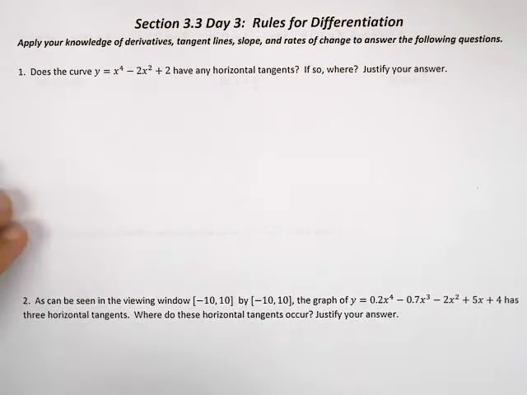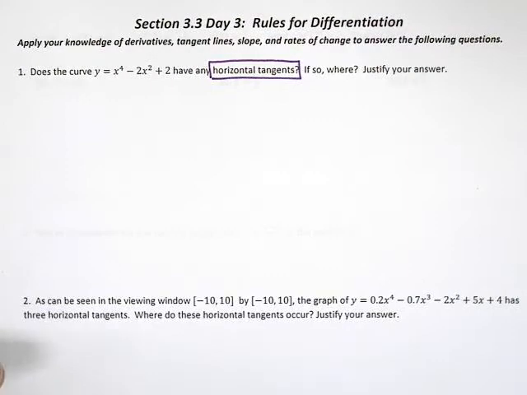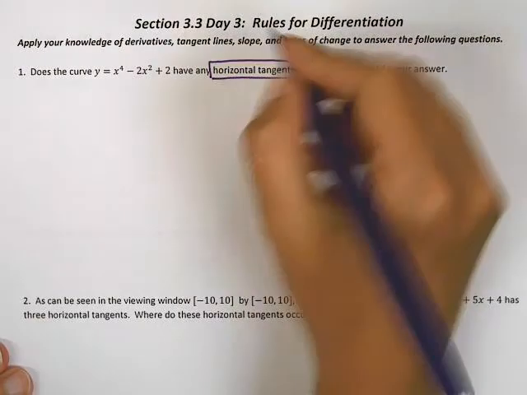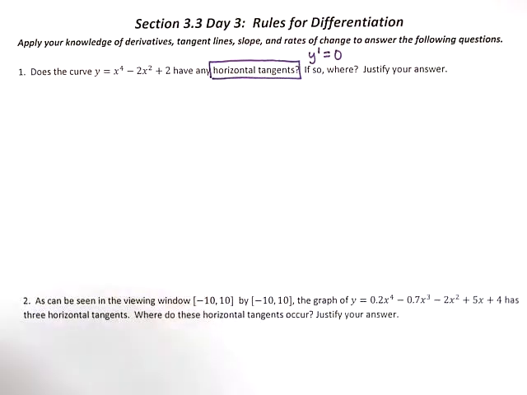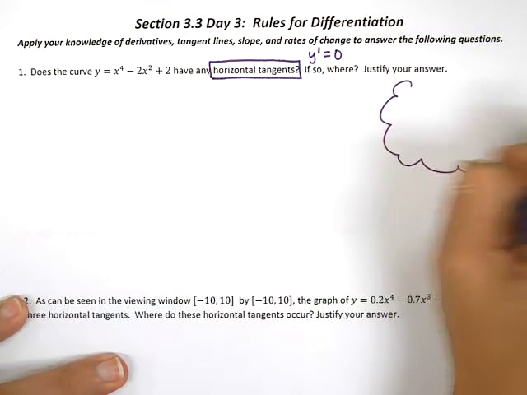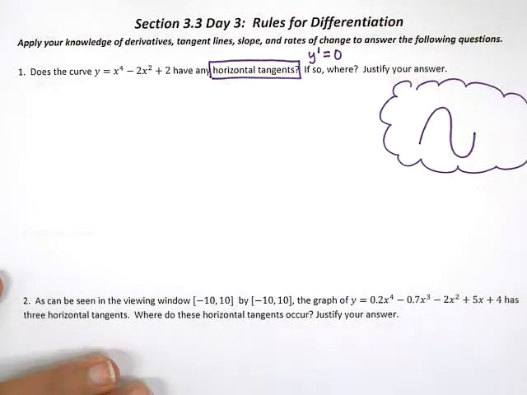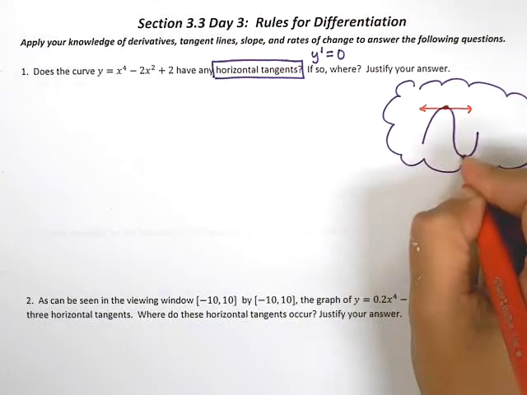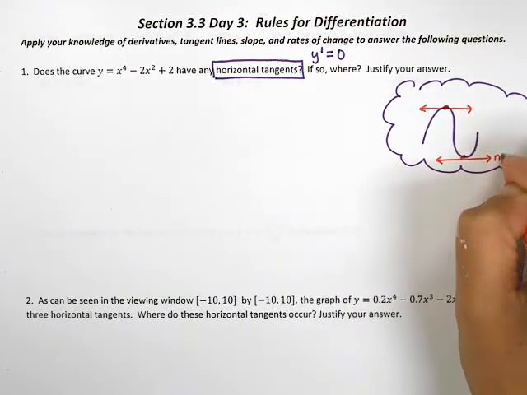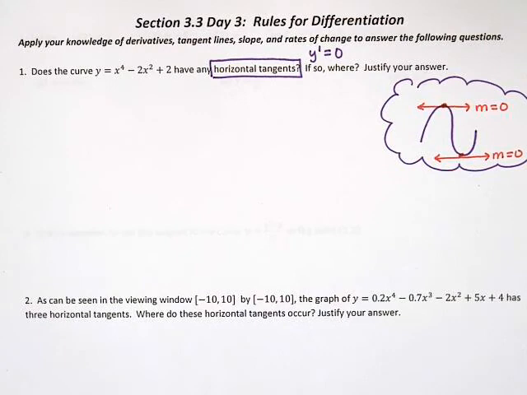For example, does this curve, y equals x to the fourth minus 2x squared plus 2, have any horizontal tangent lines? What we need to realize here is that when we see horizontal tangent lines, that means places where the derivative equals 0. Just as a side note so that you can remember why that works, you're only going to have a horizontal tangent line when you're at the very top of a hill or at the very bottom of a valley. Those would be places where the slope is 0, because horizontal lines have a slope of 0.